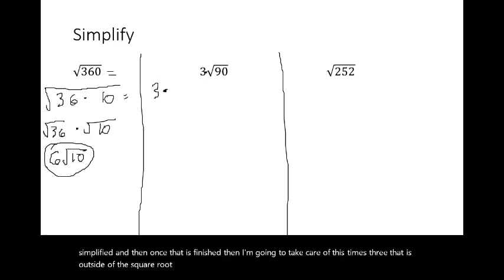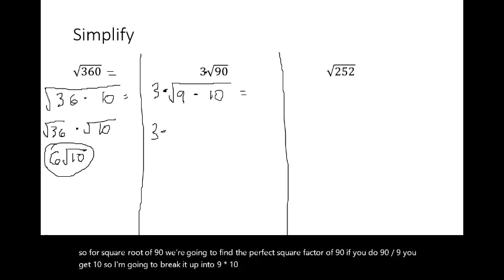So for square root of 90, we're going to find the perfect square factor of 90. If you do 90 divided by 9, you get 10. So I'm going to break it up into 9 times 10. Then again, I'm just going to leave this 3 where it was in the front. I'm going to split this up into the product of two separate square roots.